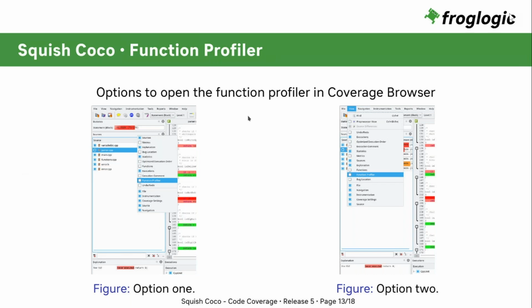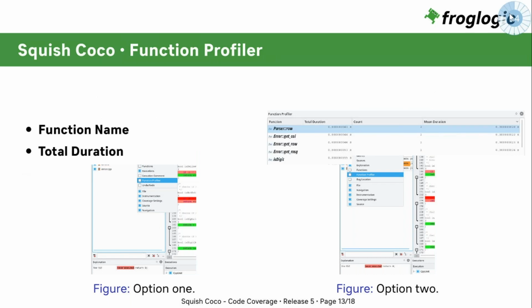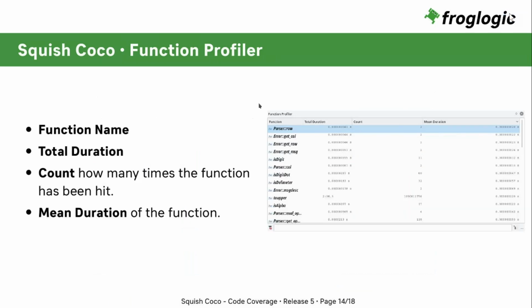Okay, there are some columns at the start. The first one is the function name, which gives you the reference to the function. The next column is the total duration, which is how all the accumulated times add up. The count is how many times the function has been hit, plain and simple. And the mean duration is how long each function call takes on average.